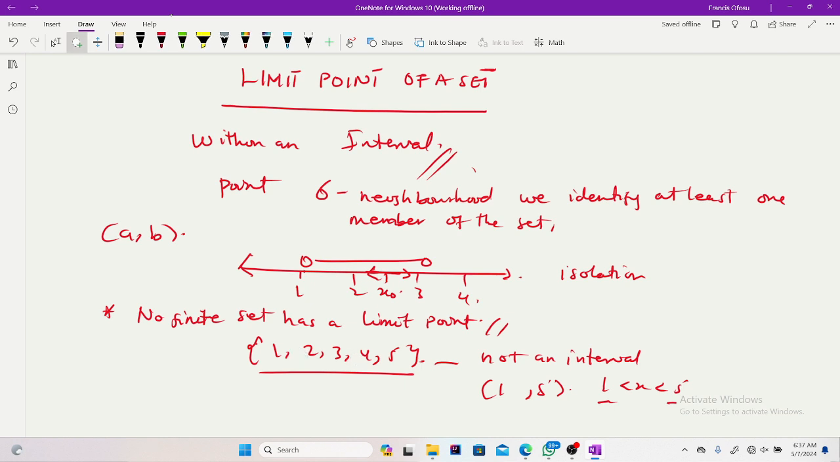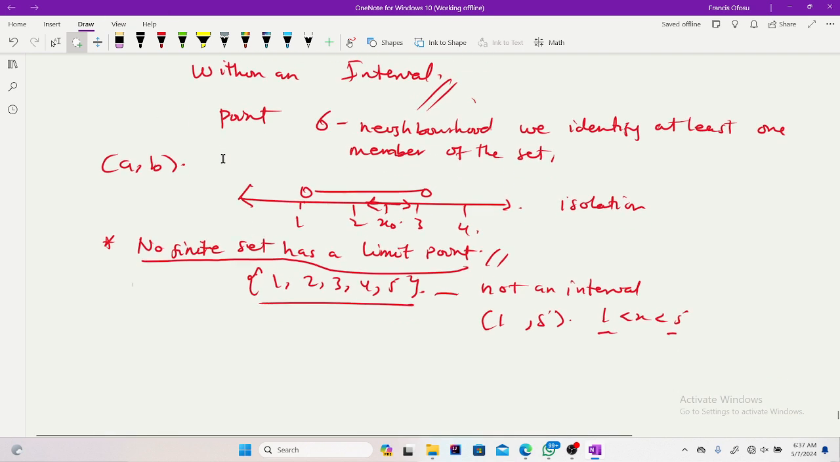It's finite. So the rule is saying that every finite set doesn't have a limit point. It's not that it is 0, it just doesn't have one. So no finite set has a limit point. Take note. Now let's prove this.